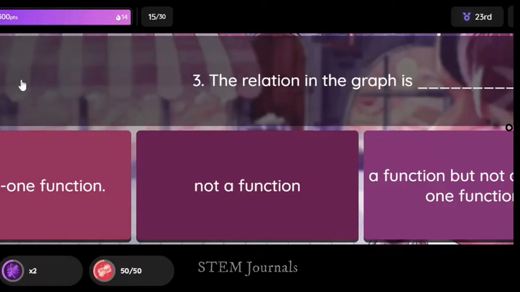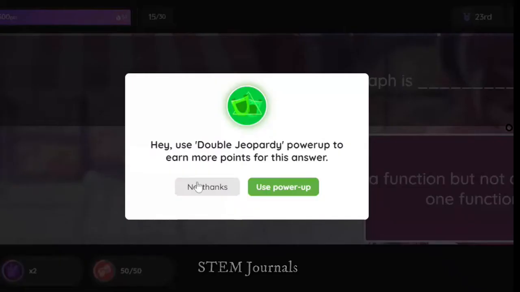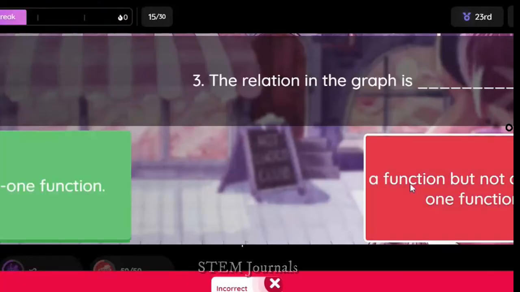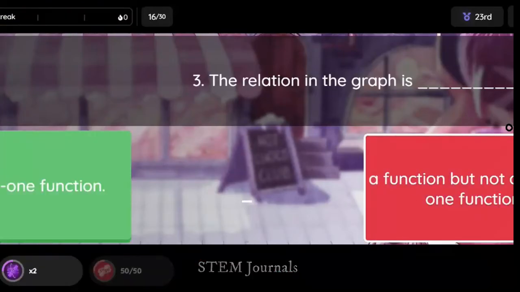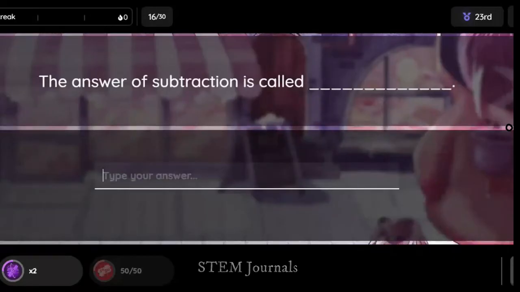Para malaman mo kung one-to-one function siya or not one-to-one, magdo-draw ka naman ng horizontal line. Ito kasi, hindi siya one-to-one function kasi dito pa lang sa x-axis kita nyo na ilang points nitong red nating graph yung tinamaan. So hindi siya one-to-one function. Although yung answer ni quizzes is not a function. Alam ko type or what, pero this should be function but not one-to-one. Hindi siya one-to-one function. Correction lang siya.